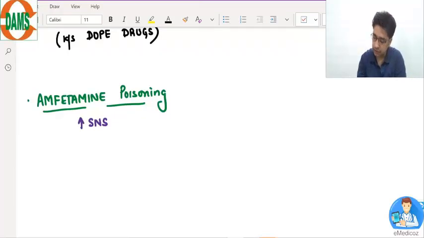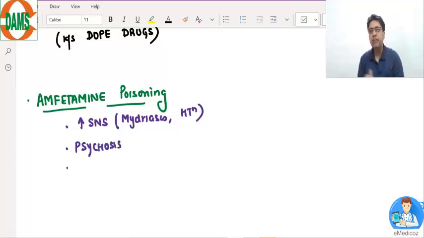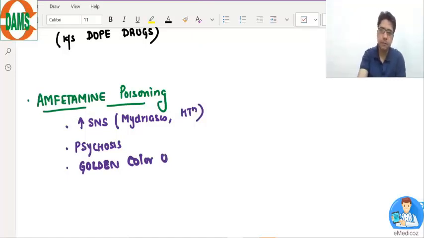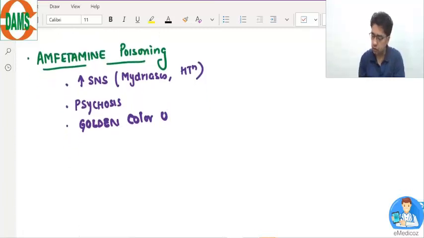Now, in amphetamine poisoning, remember, the patient has increased sympathetic activity, like mydriasis and hypertension. Second point, the patient will be having psychosis. And when amphetamine comes in urine, it can lead to golden color urine.